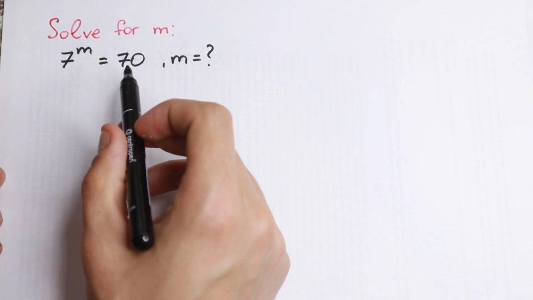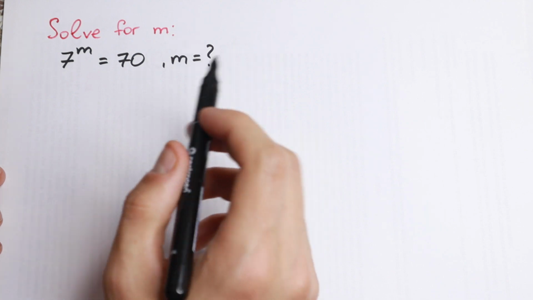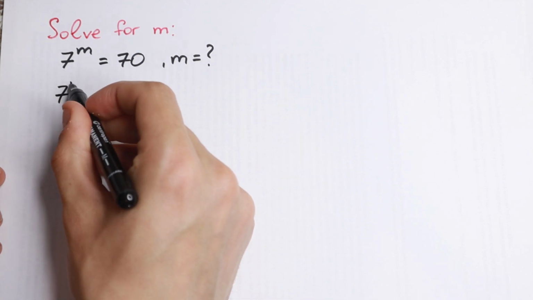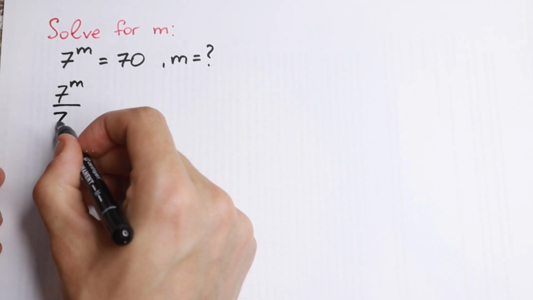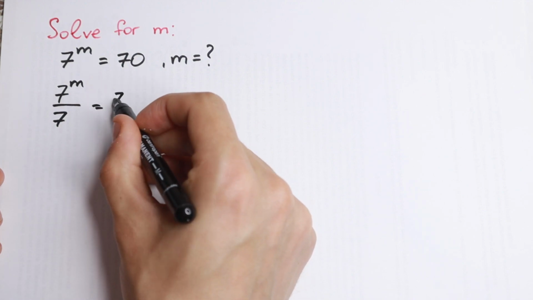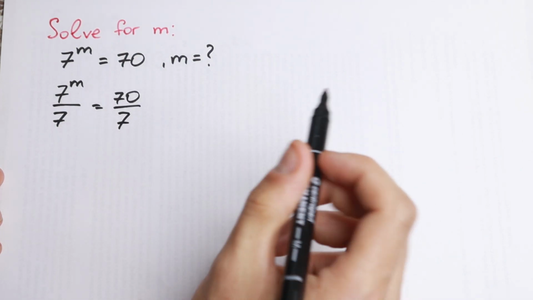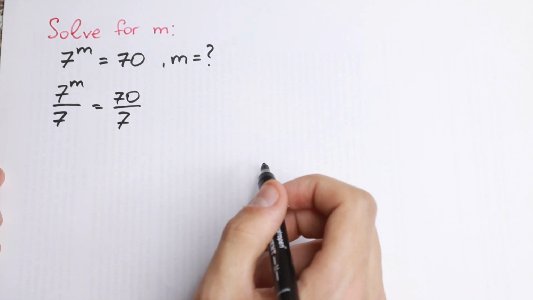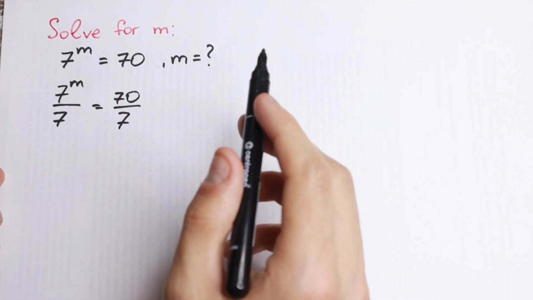So first of all, let's divide both sides by 7. Let's take a look at what we'll have. 7 to the power m on the left we divide by 7, and on the right we divide 70 by 7. So nothing changed, I just divided both sides by 7. But why is this good for us?